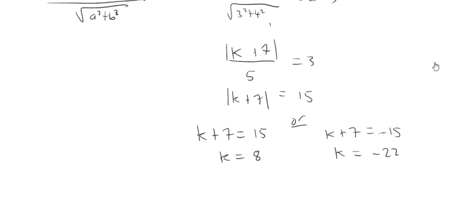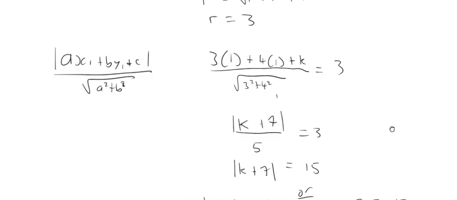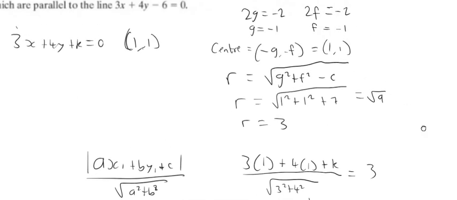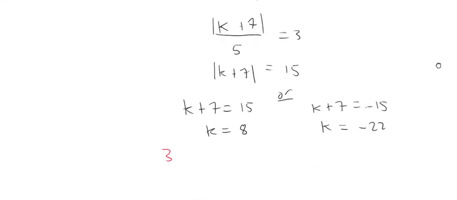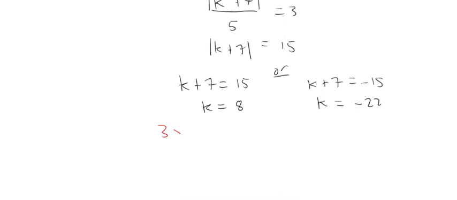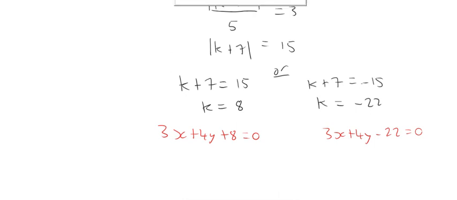If k is equal to 8, then our equation is, well, I'm just subbing them back in for k, so 3x plus 4y plus 8 is equal to 0, or 3x plus 4y minus 22 is equal to 0. So those are the two tangents then of the circle.